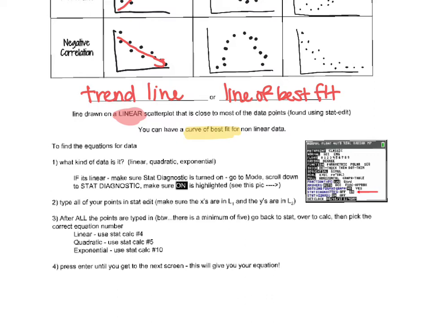And then to find our equation, the second thing we're going to do is type all of our points in stat edit. Put your x's in L1, y's in L2. And then after all the points are typed in, which you have to have at least 5 of them, you go back to stat, over to calculate, and then pick the correct equation number.